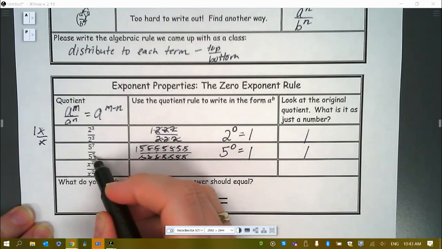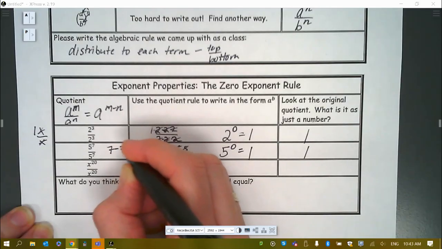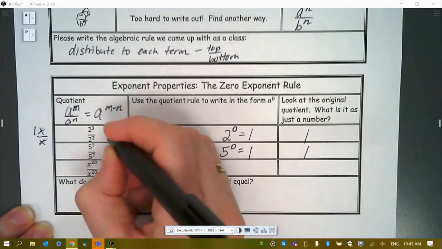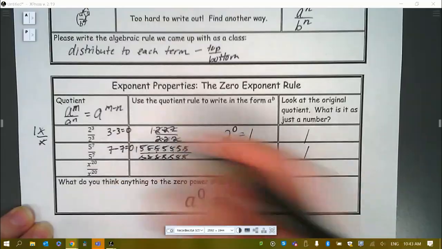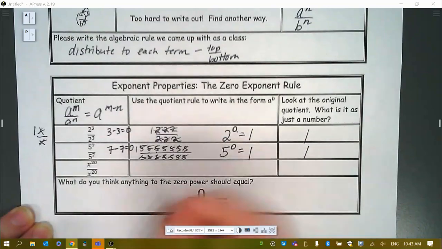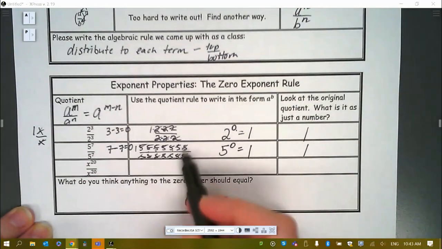Same thing's going to be true here, right? Remember, let's think about what's actually happening here. 7, when we did our dividing rule, we subtracted. What's 7 minus 7? 0. So our power ends up being 0. What's 3 minus 3? 0. So our power ends up being 0. But anything to the 0 power is just the 1 that's left over when you take away all those 2's or you take away all those 5's because you canceled them.